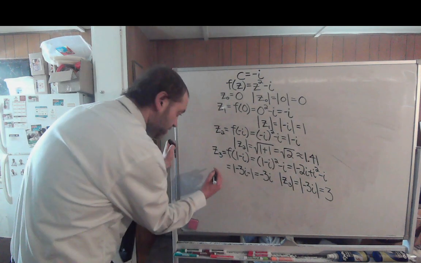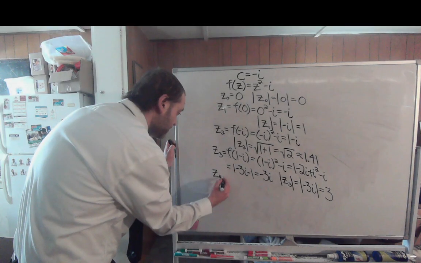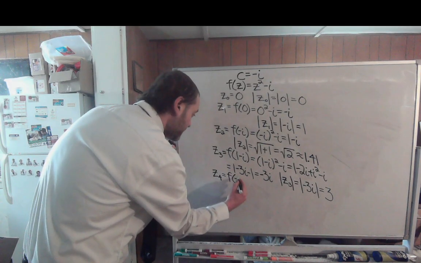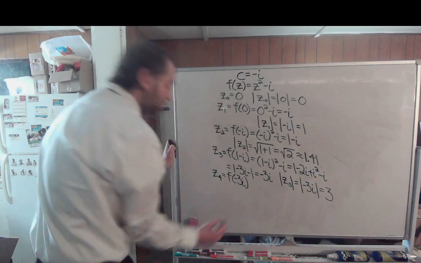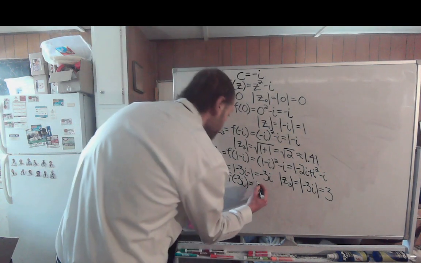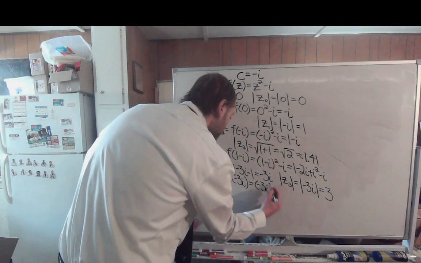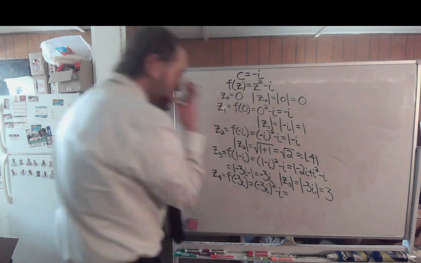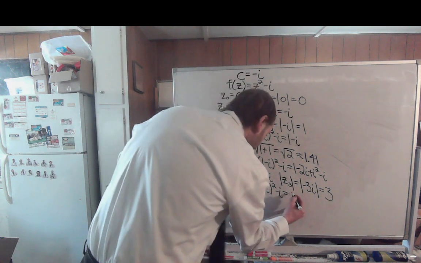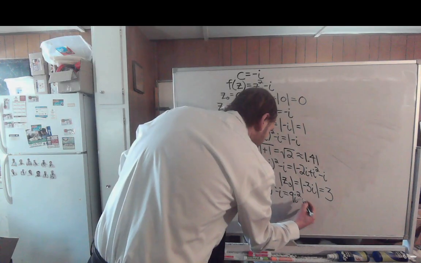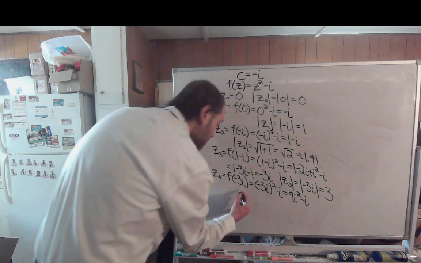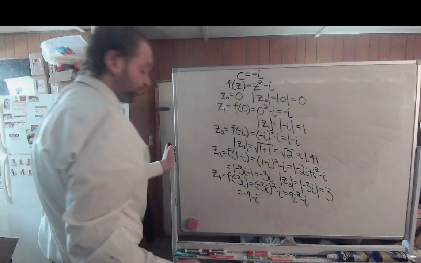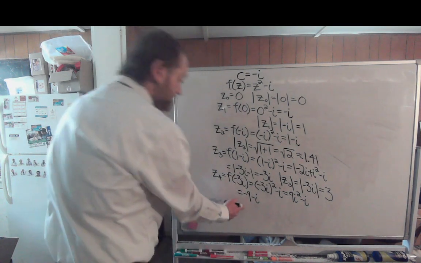In fact, if you're unsure, you can do a z sub 4. That would just be f of z sub 3, which would be f of negative 3i. That's going to equal, of course, your negative 3i raised to the second power minus i. So that's going to equal 9i squared minus i, which is going to equal negative 9 minus i. So that's the complex number.